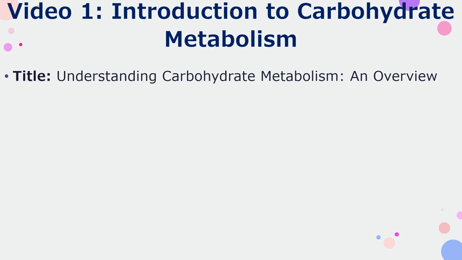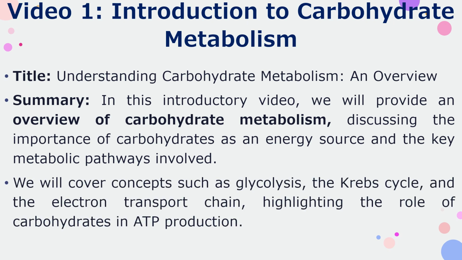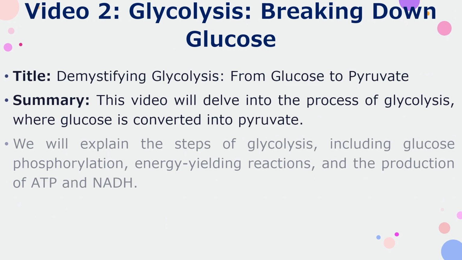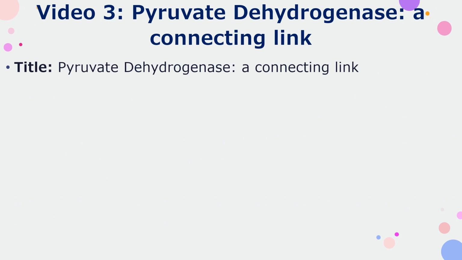So in the first video we will talk about the basic metabolic process which I have just discussed, and in the second video I will cover glycolysis, where we will talk about the different steps of glycolysis where glucose will be converted to pyruvic acid, their regulations, their energy productions, and all these related things. Then the third video I will have on pyruvate dehydrogenase, which is one of the important enzymes which connects between the glycolysis and the Krebs cycle.